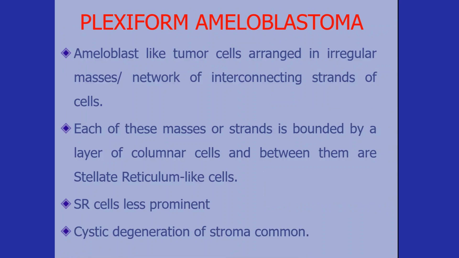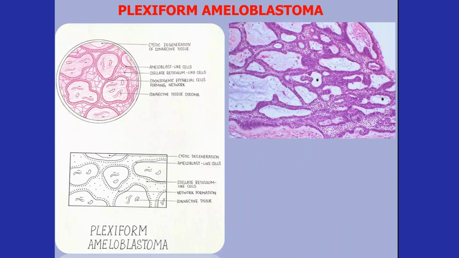So, what they're trying to say in this is actually that instead of follicles, there are plexuses or interconnected strands or cords which are formed, and on the periphery of these cords are your tall columnar ameloblast like cells, and in the center are stellate reticulum like cells. And because they are thinned out, the stellate reticulum cells are a little less prominent.